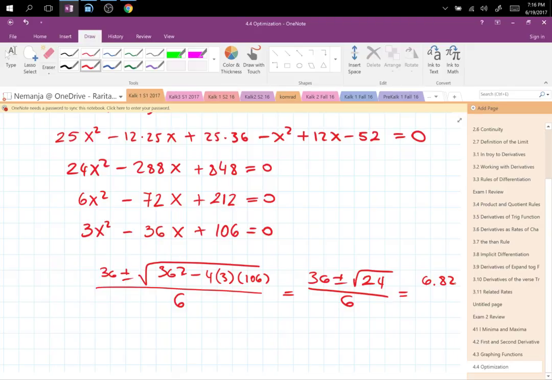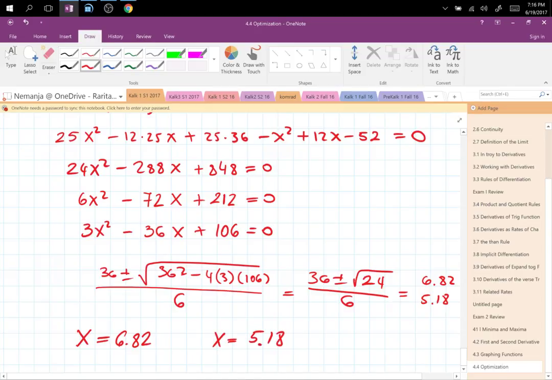Professor, how'd you jump to 6.82? 36 plus square root of 24 divided by 6. Couldn't you just simplify it to 6 plus minus 2 root 6? Yeah, but you still need the decimals for the actual application of the problem. And here are your two x's. Just have to figure out which one gives you the smaller price.